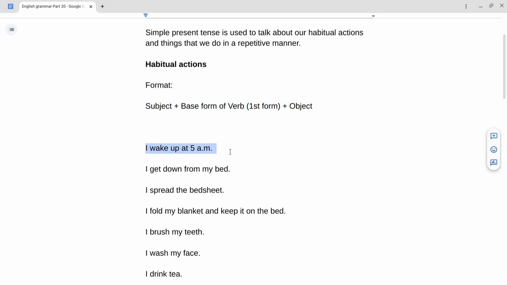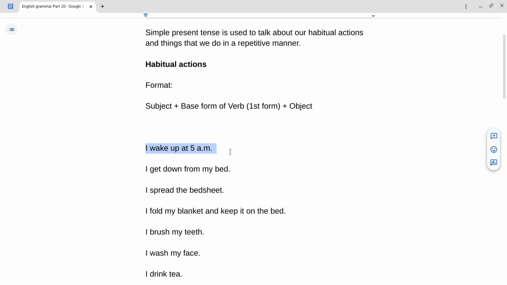When we look at these examples, I can give you the format in detail. The first example is: I wake up at 5 a.m. This is a habitual action, something you do on a regular basis. For example, suppose you are someone who is working in a company and this is your daily routine, your habitual actions, something that you do in a repetitive manner on a regular basis. So let's connect it to your real life situations. Don't see this as grammar. You can imagine yourself in this situation and think that you are doing all these things on a daily basis.